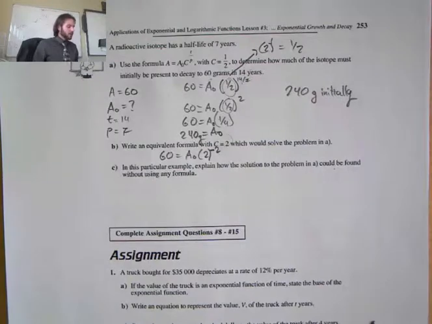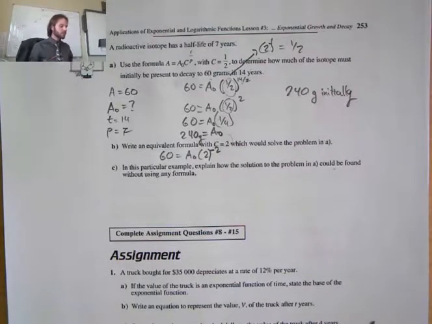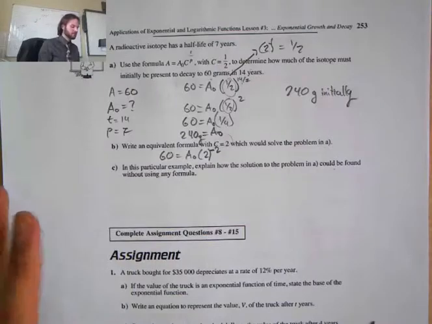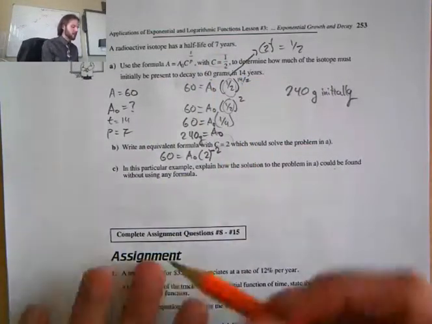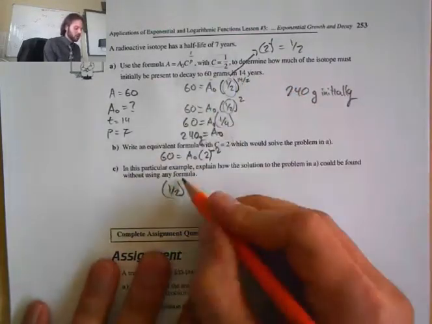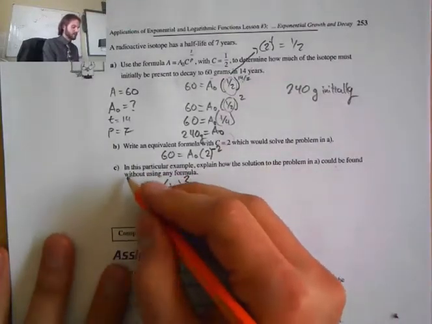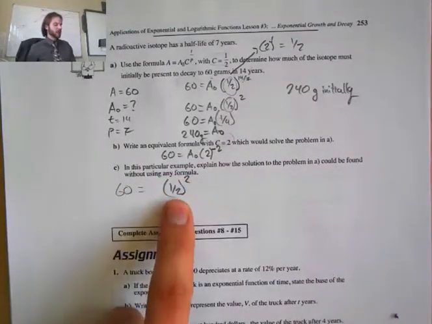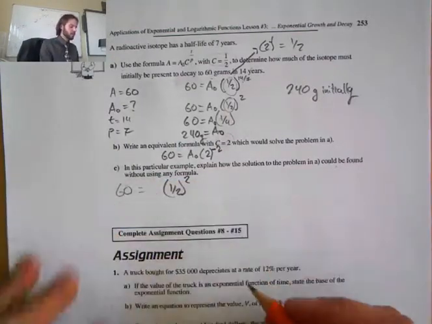Okay, so in this particular example, explain how the solution to problem A could be found without using a formula. Well, for this one, all I do is I just look at it and I say, well, we want to find the original. We know its half-life, so I just go halving. We halve twice, right? And that's equal to something multiplied by 60. So I'd have to go the exact opposite of halving.